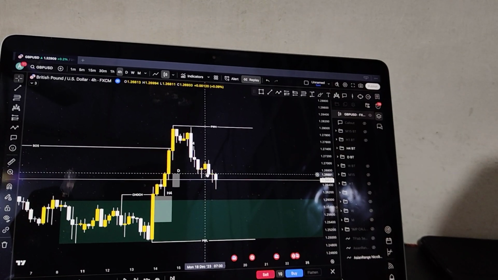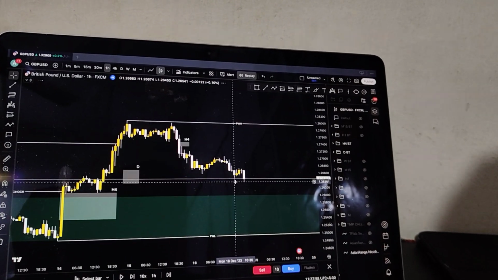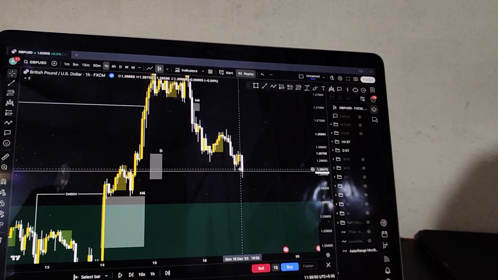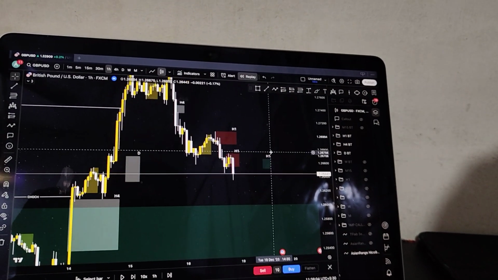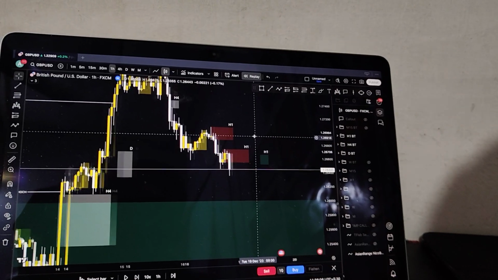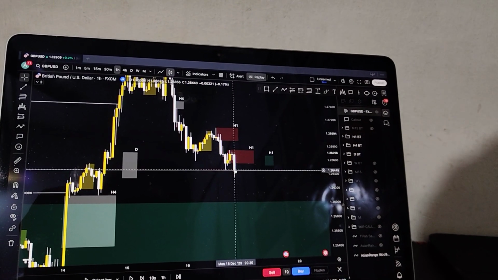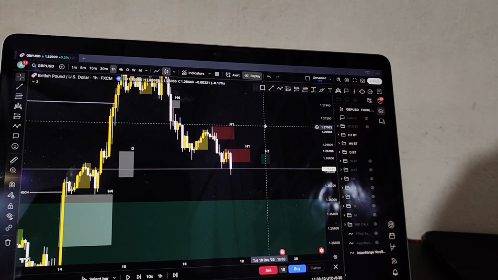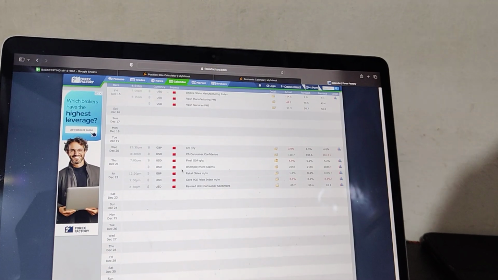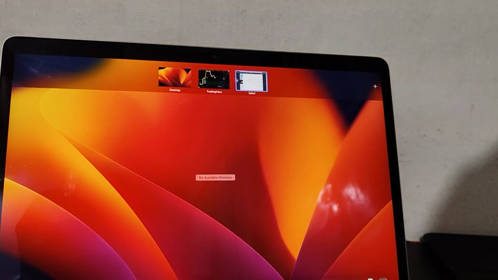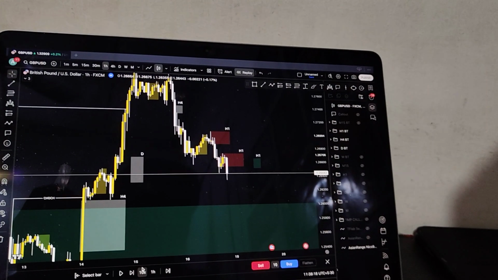Still, the 4 hourly has not changed character, but the hourly has now changed character to the downside somewhere around here. So this was the supply I was looking to trade from, exactly this one right here, which would be my supply, but this was very close to the price. That's why I've marked another supply here for any instance. And on Tuesday there was no news, so also a high probability day because of the news.